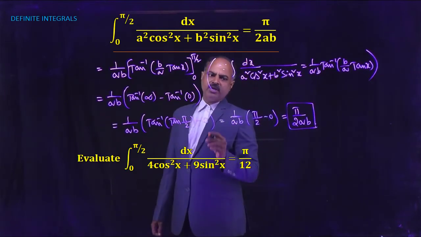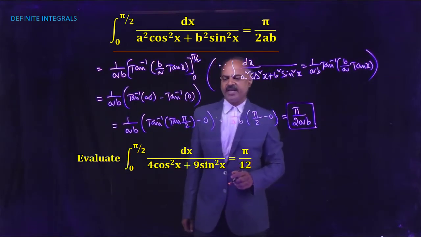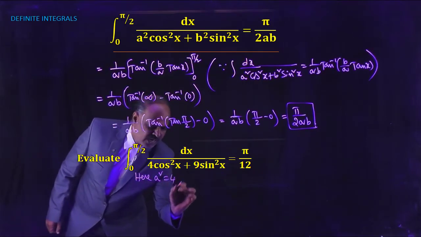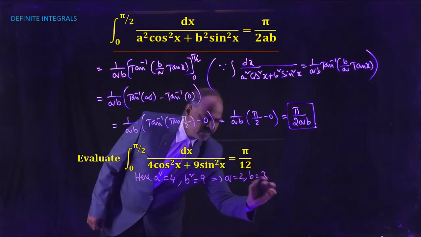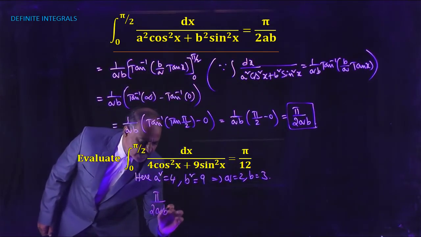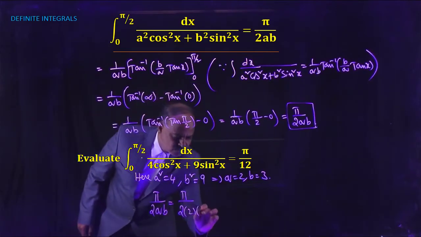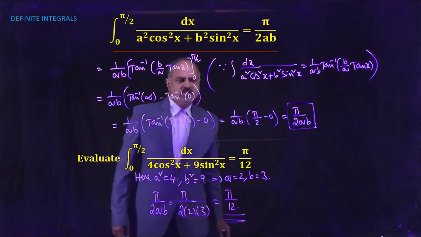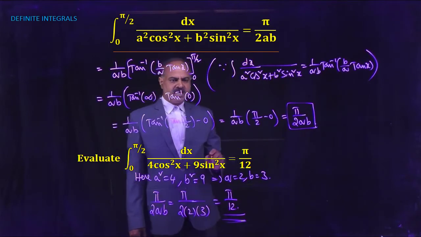Suppose, for example, integral 0 to pi by 2 dx by 4 cos square x plus 9 sin square x. So here a square is equal to 4 and b square is equal to 9. This implies a equal to 2 and b equal to 3. So the formula is pi by 2ab. Therefore pi by 2 into a equal to 2 and b equal to 3, that is equal to pi by 12.